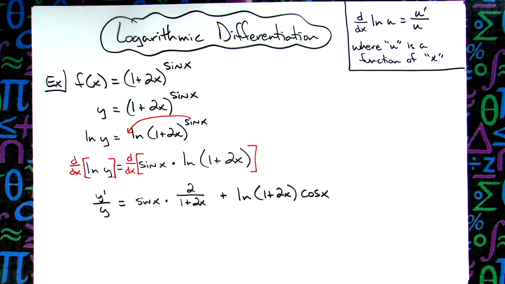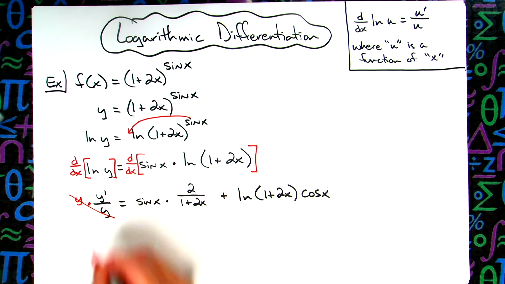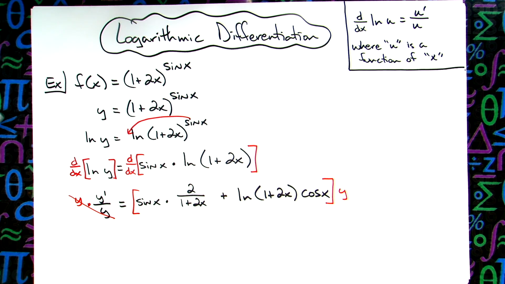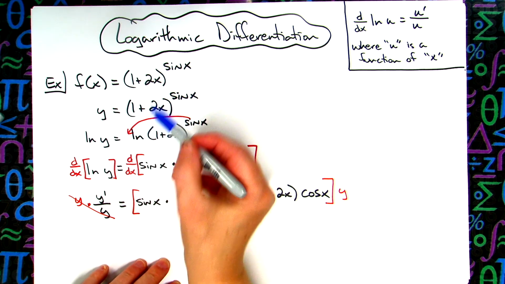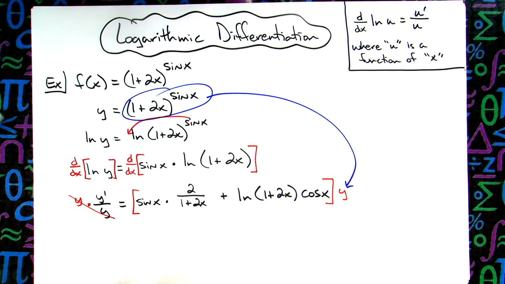Alright, now at this point we are trying to solve for y prime, so I'm going to multiply both sides by the y. It'll cross out on the left hand side. I'm going to multiply it then over here by y. Last step would be to take what we know is equal to y. Right here we said y is equal to this expression, so we can take that expression and plug that back in for y to get our final answer.